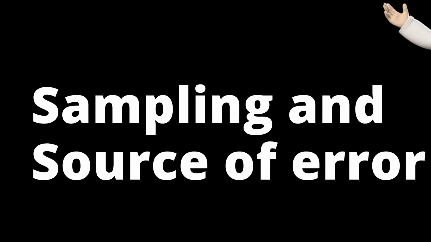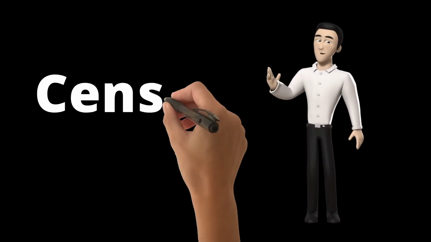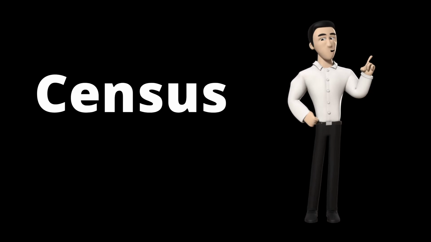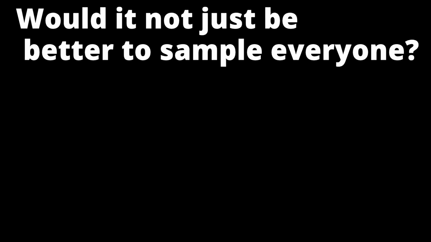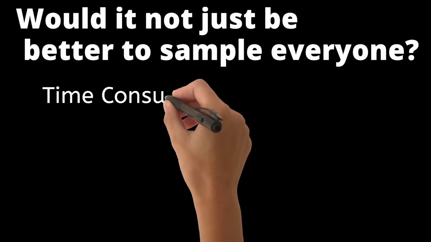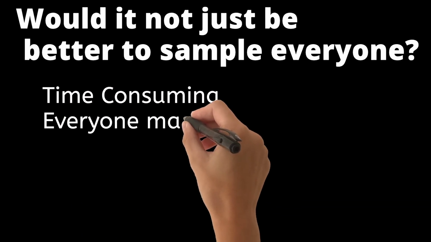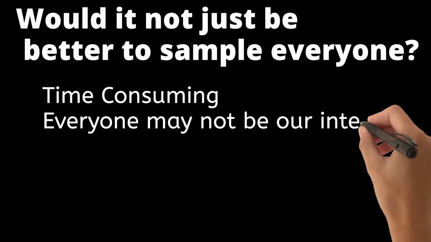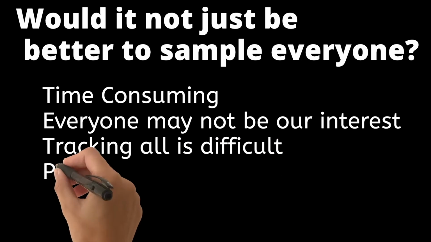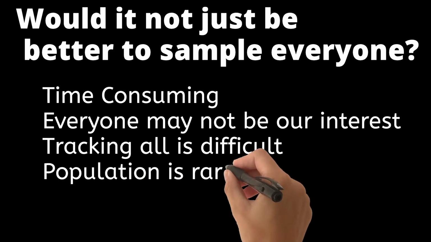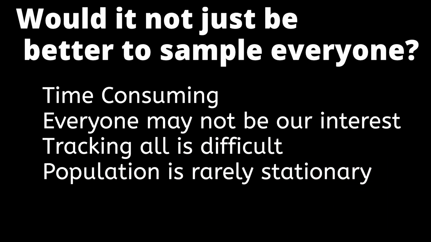So coming first to census. Census is the sampling of the whole of the population. So would it not be just better to sample everyone? It should be the best method. But the problem is it's time consuming. Everyone may not be of our interest in the population. Tracking all of the patients would be very difficult. And population is rarely stationary. It varies and people come in and go out.